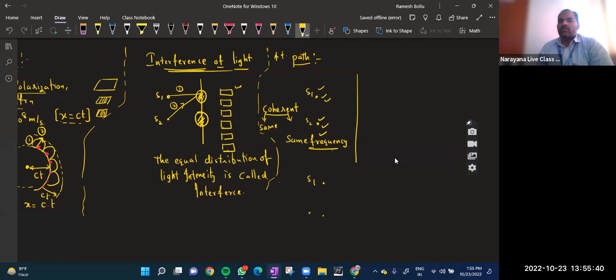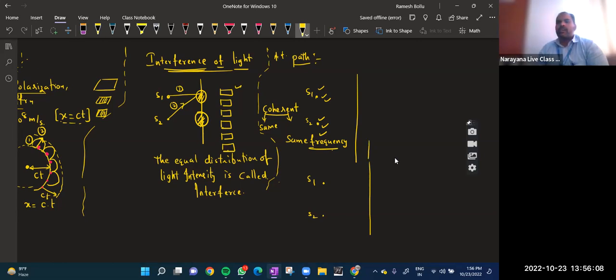Now, this is one source of light. In our laboratory, generally, we use a sodium source of light. Some sodium vapor suspended in the electric field, when it is excited, will release what kind of light? Yellow color light. Now, when you use a mercury vapor lamp, it will produce white light. White light means what? A mixture of 7 colors.